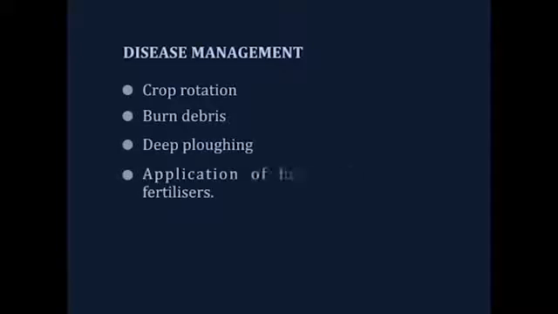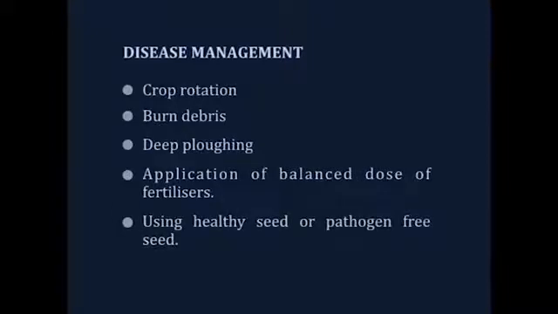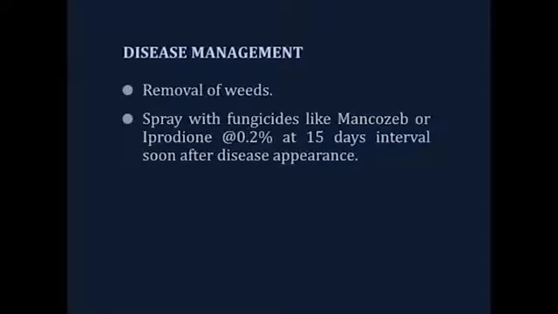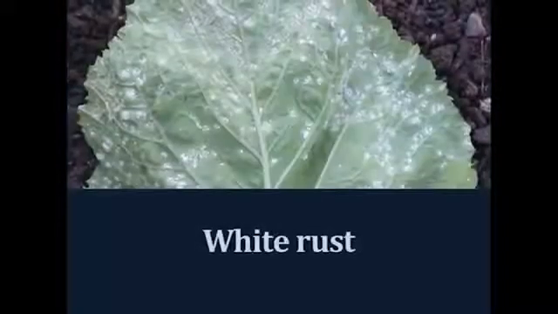Now coming to the management of the disease. Disease can be managed by crop rotation, burning debris, deep plowing, application of a balanced dose of fertilizers, use of healthy or pathogen-free seed, removal of weeds, and spraying with fungicides like mancozeb or iprodione at the rate of 0.2% at 15 days interval soon after disease appearance. Next important disease is the white rust.